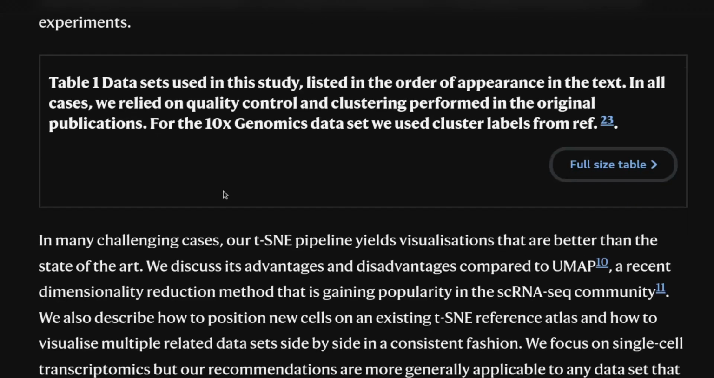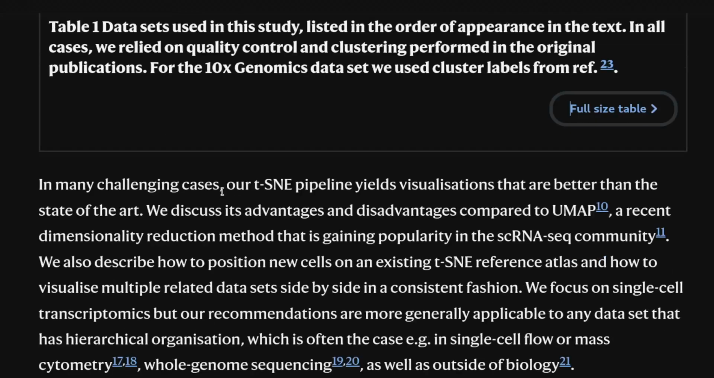We focus on single-cell transcriptomics, but our recommendations are more generally applicable to any dataset that has hierarchical organization, which is often the case, for example in single-cell flow or mass cytometry 17,18, whole genome sequencing 19,20, as well as outside of biology 21.